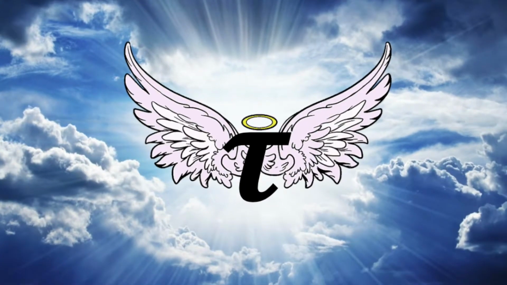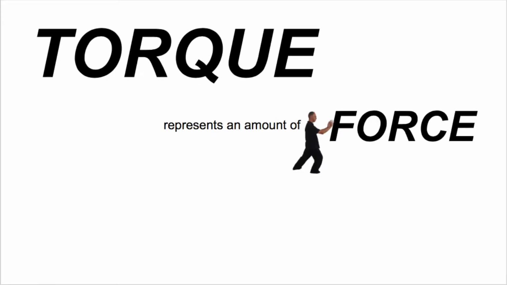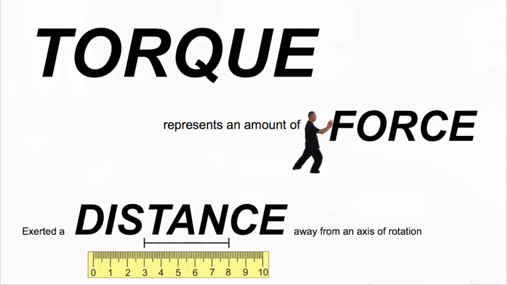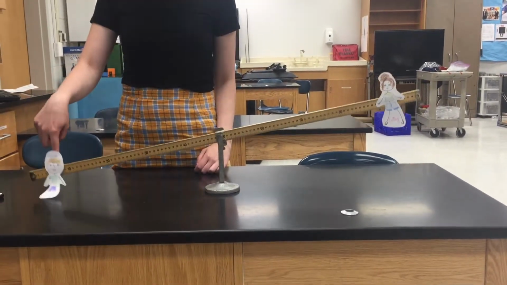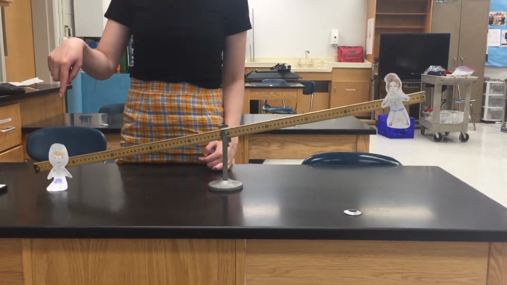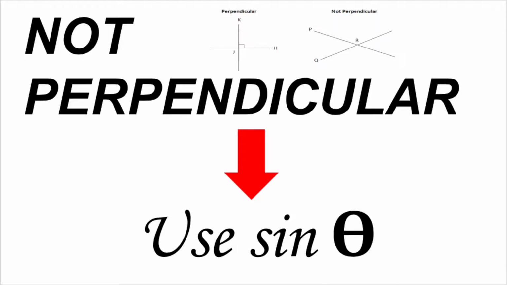At first, torque may seem innocent, like two kids on a seesaw. As Michelle said earlier, torque represents the amount of force exerted a certain distance away from an axis of rotation. To calculate the value of torque, you multiply the lever arm, which is the distance away from the center of gravity, by the force exerted on the object, and, if the force isn't perpendicular, you multiply by the sine of theta.